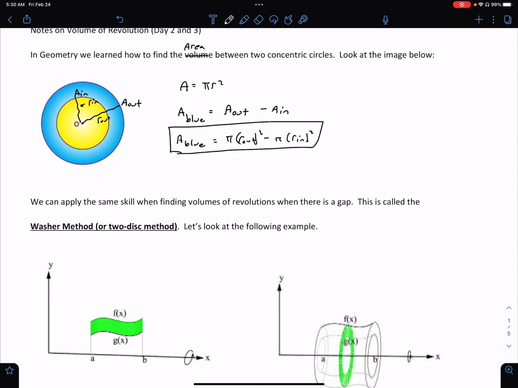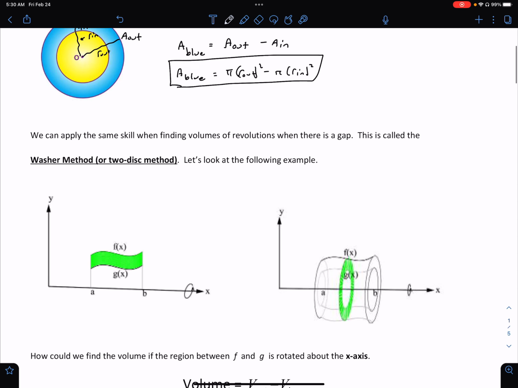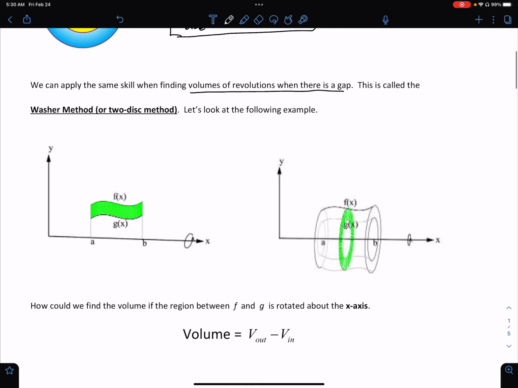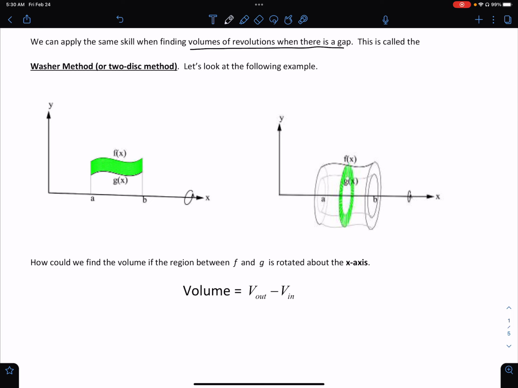We're going to do the same skill when finding the volumes of revolution when there is a gap. This is called the washer method. So let's take a look at the following example. We want to try to find the volume between the function f of x and the function g of x. And we're going to revolve this about the x-axis. If we look at the image to the right, we kind of see what that image will create. It looks kind of like a vase right there.